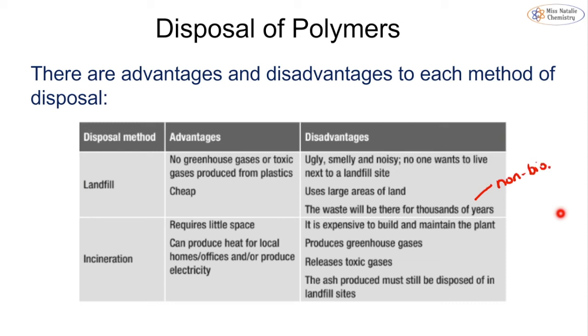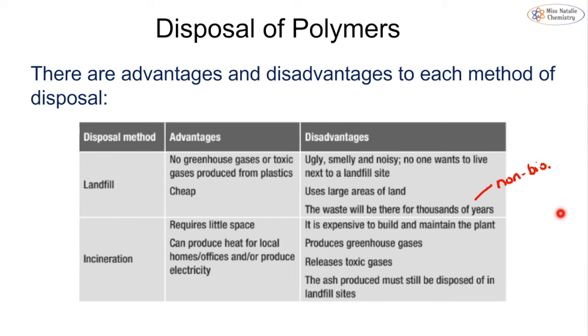Now, incineration, the advantages are it doesn't require a lot of space, it literally just requires the oven that we need, and it can produce heat, which can be used for local homes or offices, or we can use the incineration to produce electricity. And the biggest problem with incineration is it's expensive to build and maintain a plant. So if you have an incineration plant, you have to build these ovens capable of these high temperatures, but you also have to employ workers. Those workers then need a salary, they need their benefits, they need to have all the overheads at the factory, all of that stuff, it adds up and it can be quite expensive. They also release toxic gases and greenhouse gases, which is not good for the environment.